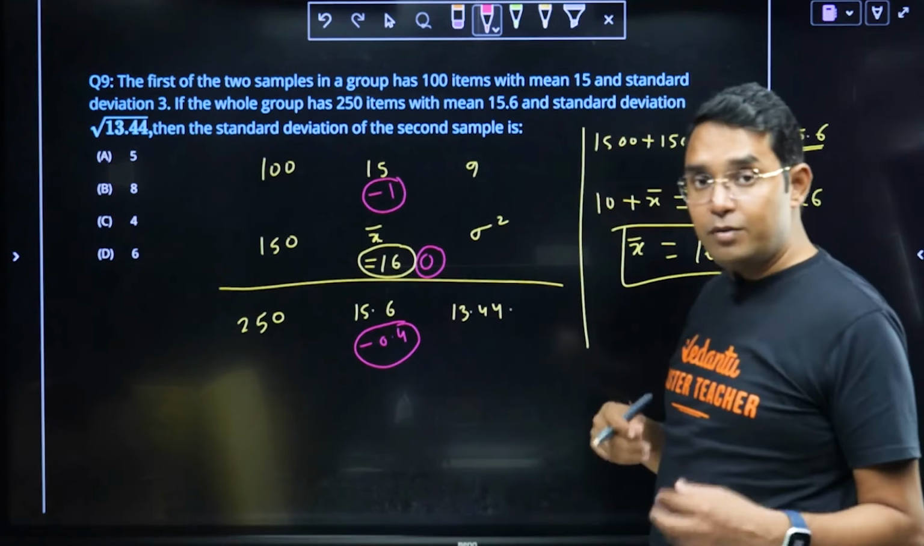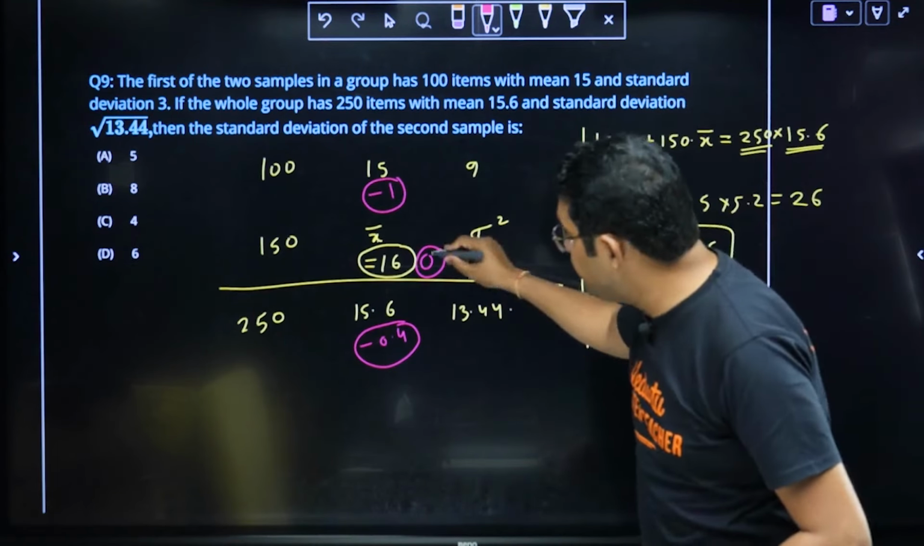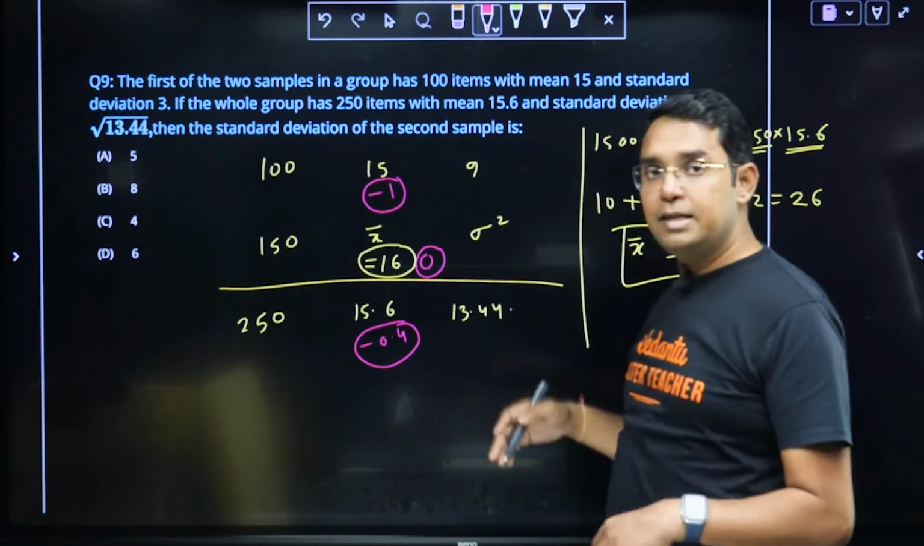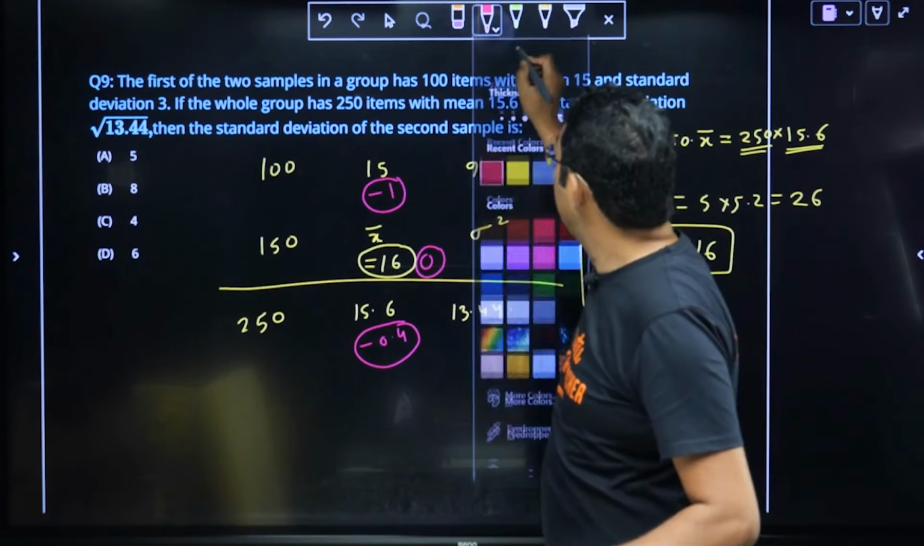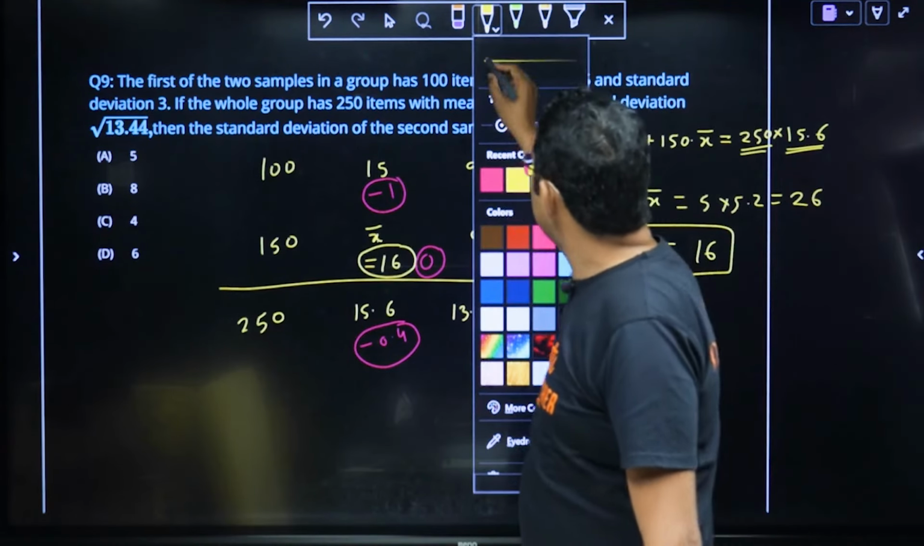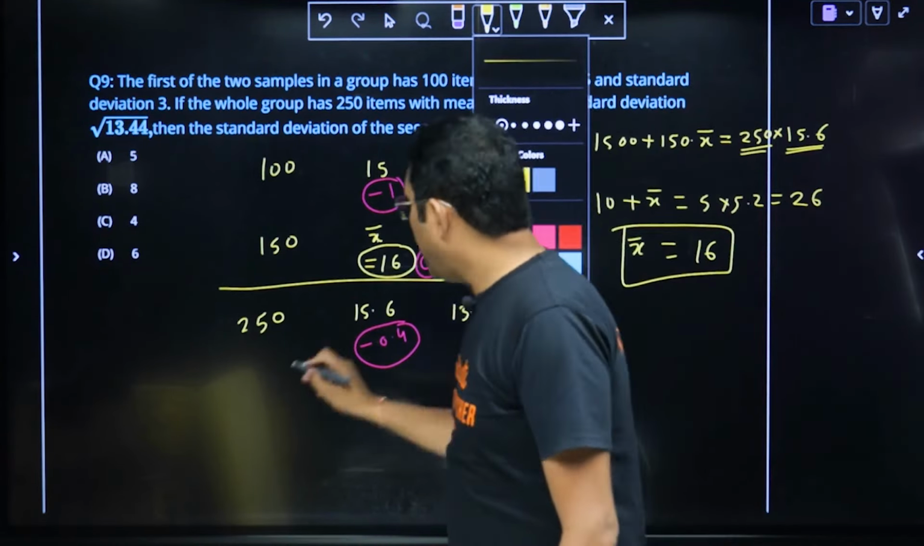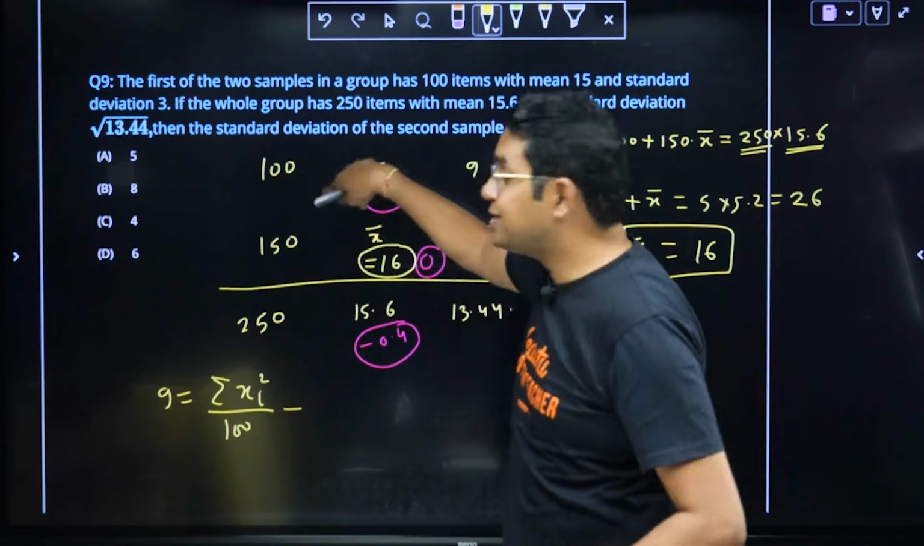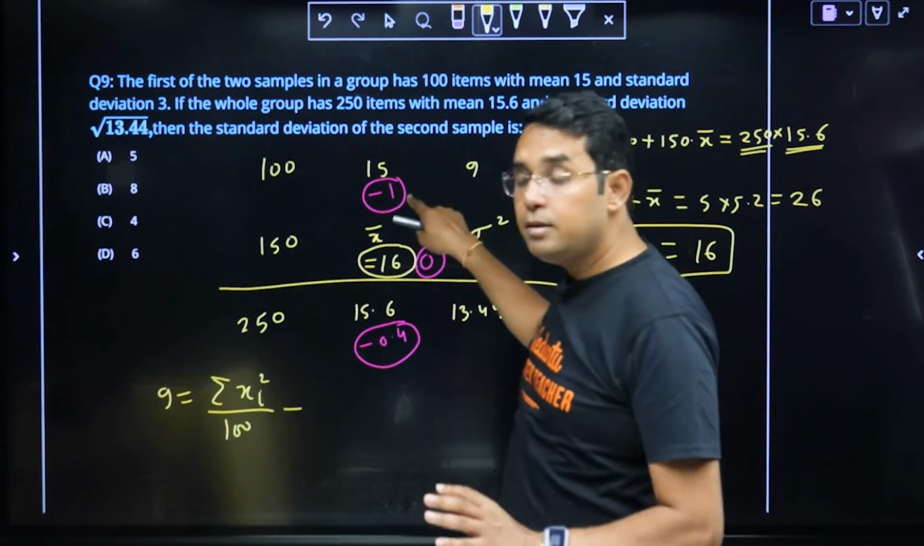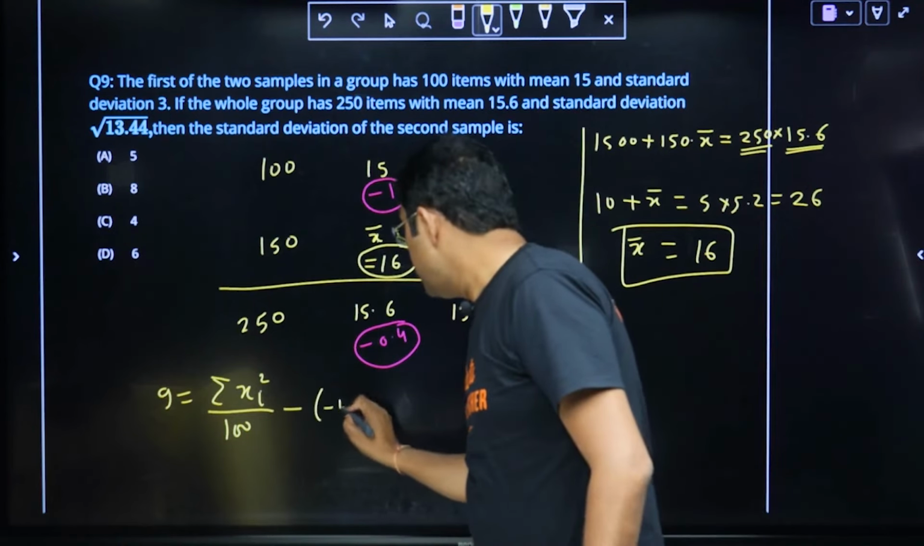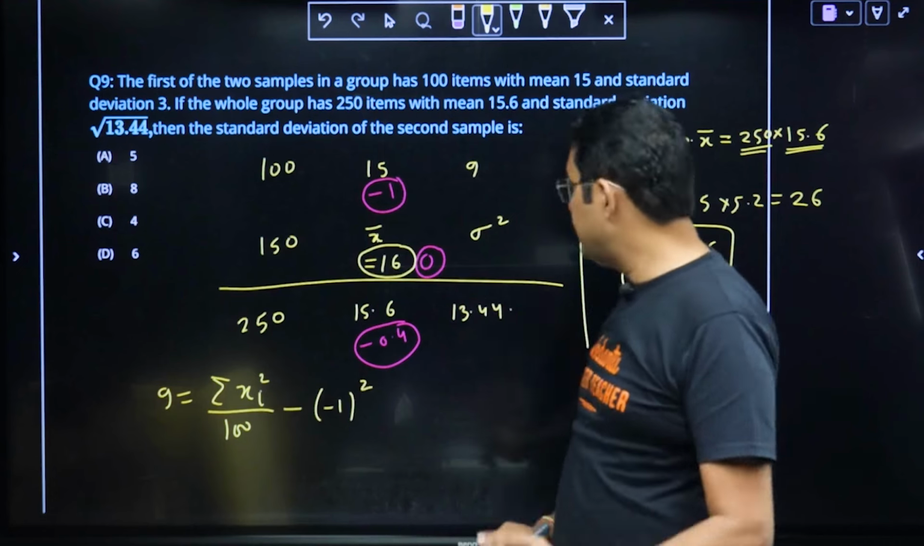Now what will be the benefit of it? Please understand, because this becomes 0, finding the sigma square will be easier. Now please see what is next. This 9, the variance which we found here, will be equal to summation of xi square upon 100, that is the mean of squares of the first data set, minus the square of mean, that is square of -1. That is one thing.